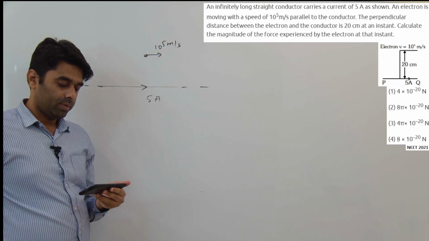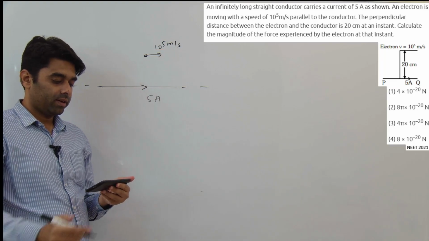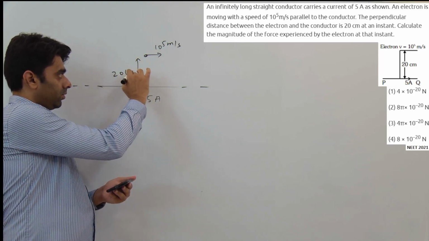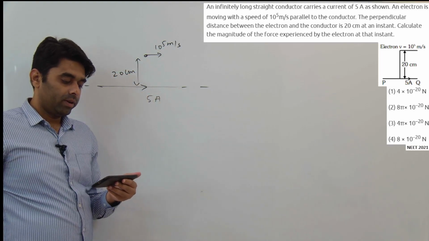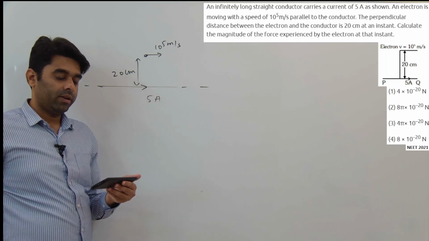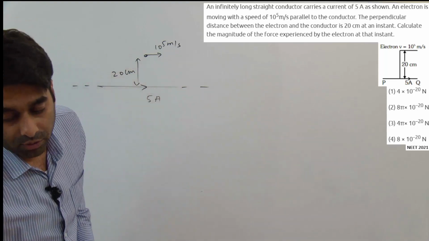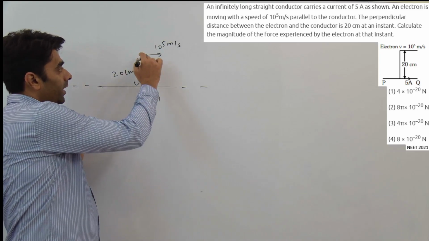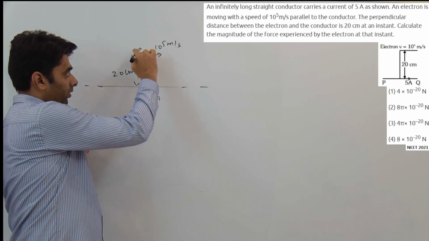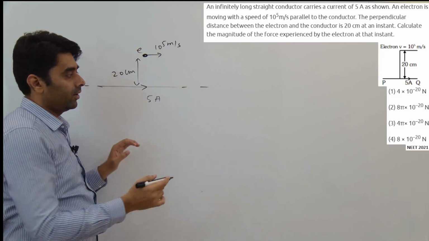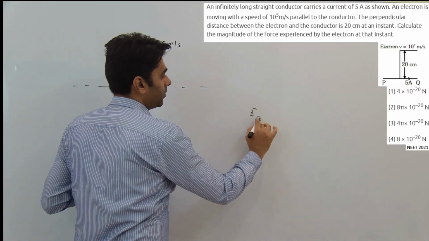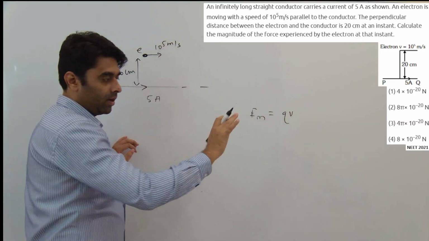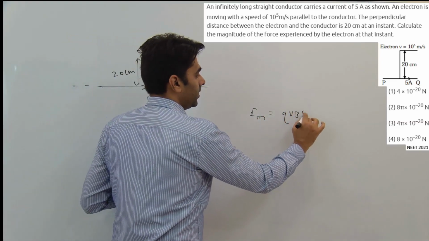Next it says the perpendicular distance between electron and conductor is 20 centimeter at the instant. Calculate the magnitude of force experienced by electron at that instant. Magnitude of force, now this is the question. We want to find out force on this electron. Which force? Magnetic force. How much is magnetic force given as? Magnetic force is given as QV cross B, which we can write as QVB sine theta, right?